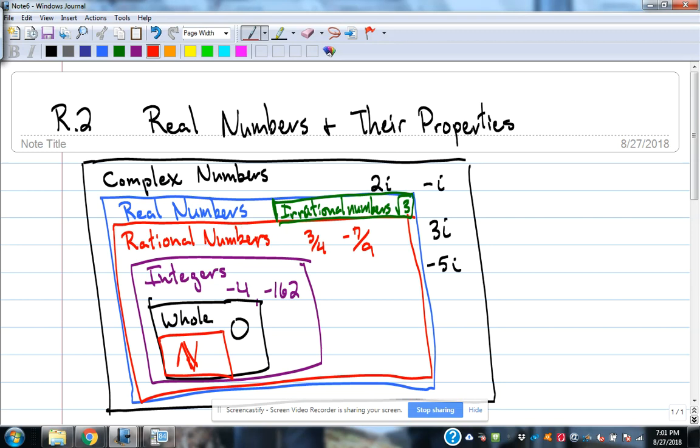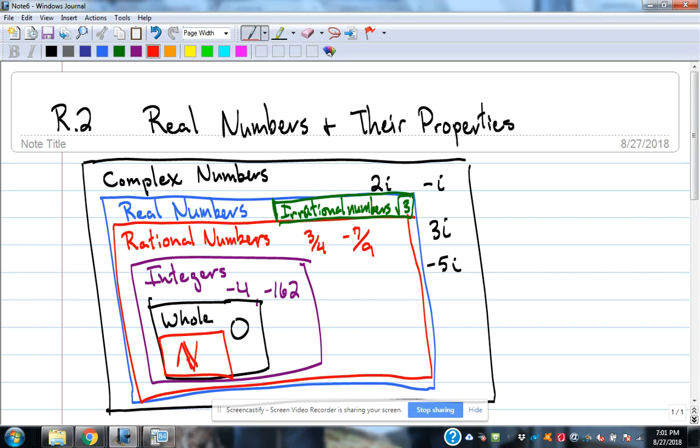So here's the way it works. If I pick a number and it's a natural number, it's in this box. But guess what? It's also in the whole number box. And it's also in the integer box. It's also in the rational number box. It's also in the real numbers box. If I pick a natural number like 7, 7 is a natural number, a whole number, an integer, and a rational number. It's also a real number, but we already knew that.